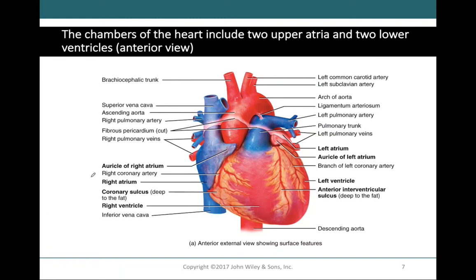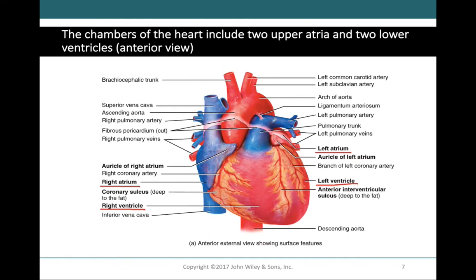So let's do a little bit of review of the gross anatomy of the heart. The heart is made up of four major chambers. We have a right atrium and a left atrium, and we'll have a right ventricle and a left ventricle. The ventricles are going to be found a little bit inferiorly towards the apex of the heart, and the two atria are going to be found towards the base of the heart where the major vessels can be found.